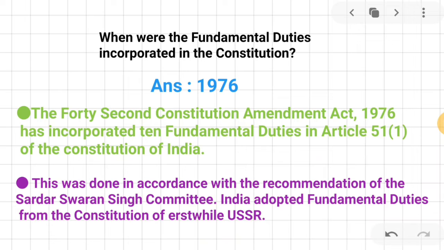And this was done in accordance with the recommendation of the Swaran Singh Committee. India adopted fundamental duties from the Constitution of the erstwhile USSR. Friends, please note down this point. I tell you again that a question may come from the bullet point. Okay. India adopted these features of the Constitution from the Union of Soviet Socialist Republics. Okay.